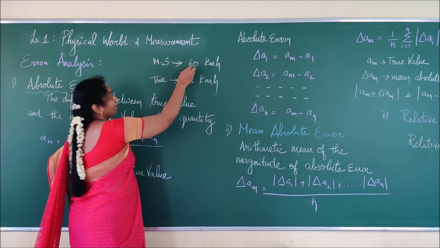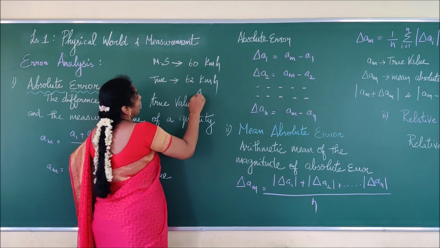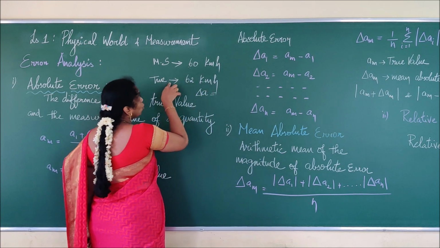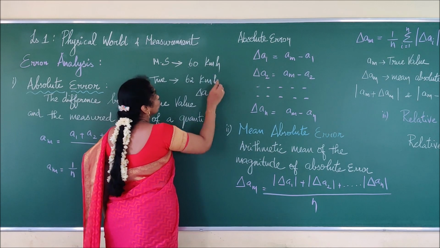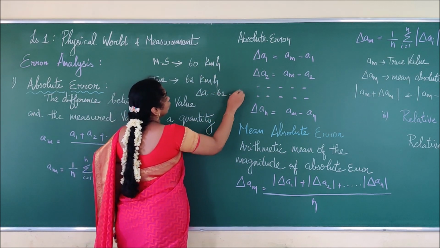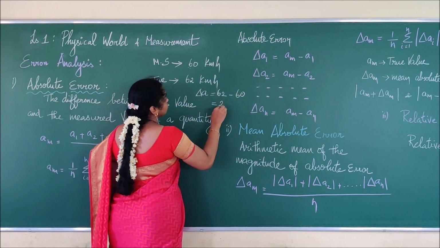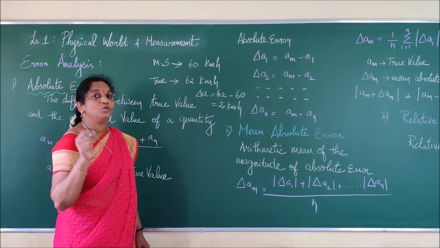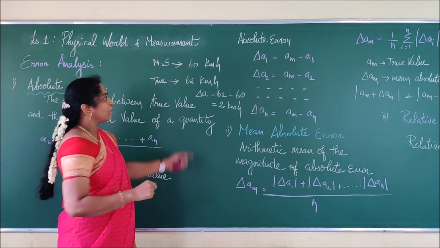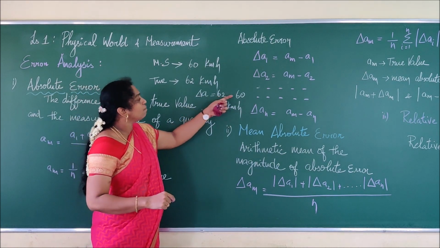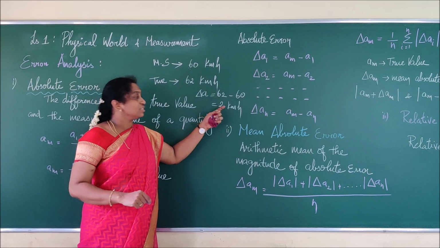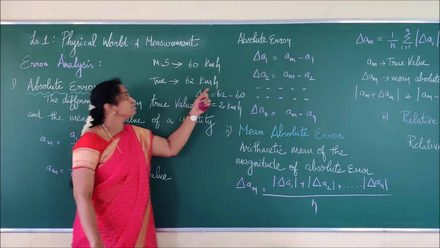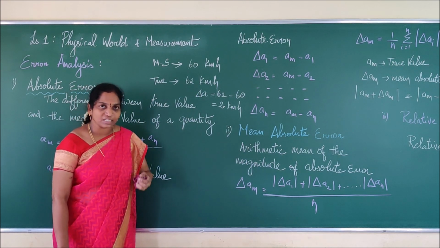Then how to find the absolute error? Delta A equals true value minus measured value. The true value is 62 and the measured value is 60, so 62 minus 60 equals 2. So 2 km per hour is the absolute error. We call this 2 the absolute error for this measured value. Can you understand that?